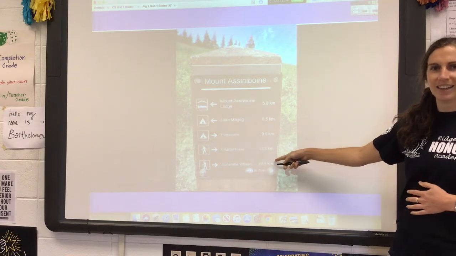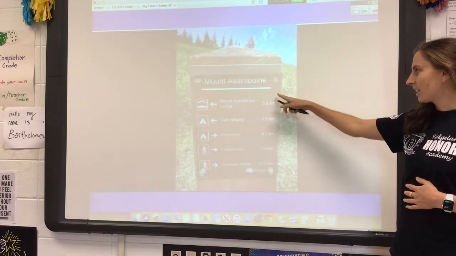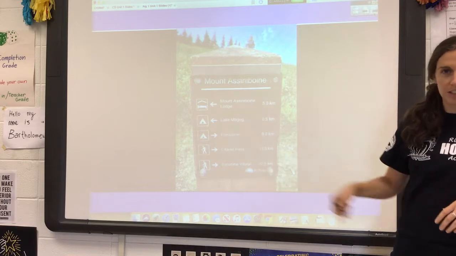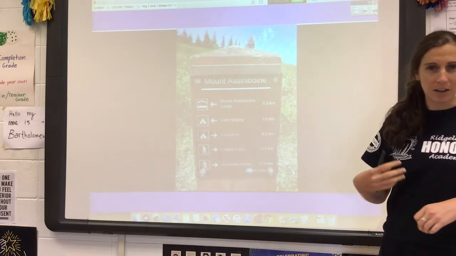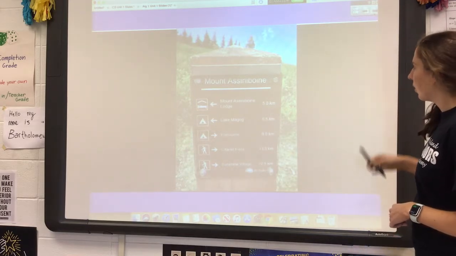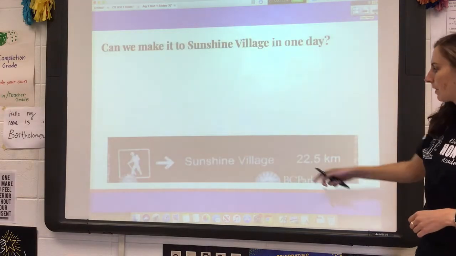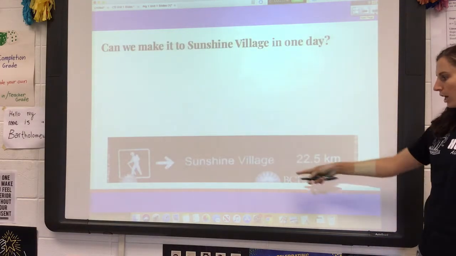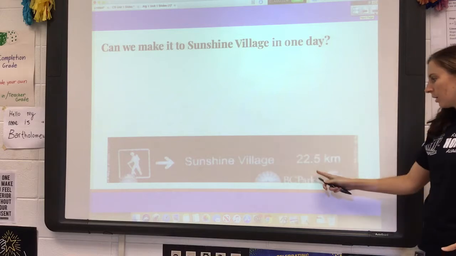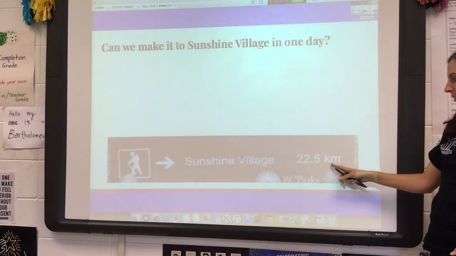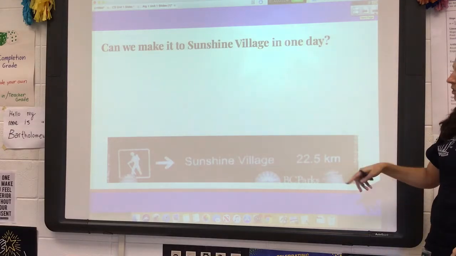Unfortunately for us, everything in Canada is in kilometers. Like most countries, they use the metric system, not miles like we're used to. So let me zoom in a bit on that. Here's a zoomed in version. We're trying to get to Sunshine Village. It was 22.5 kilometers away.